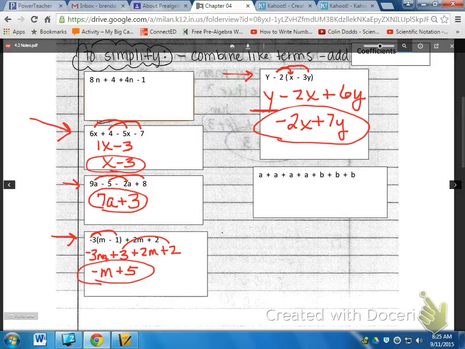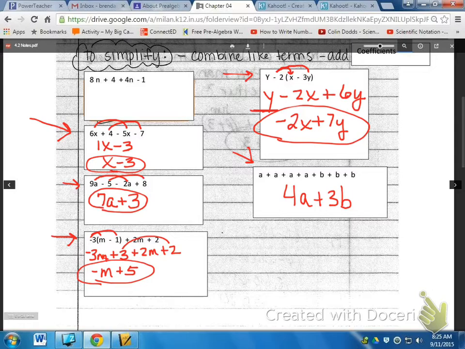Over here on the right, this one I did just because I know there's one like it. A plus A plus A plus A plus B plus B plus B. Anybody want to try it? Austin, what are you thinking? 4a plus 3b. Yeah. They all have ones in front of them, so just add up how many there are. Write that number in front of each letter. Put it in alphabetical order. You're done. 4a plus 3b. Questions about any of that? You think you can do this?